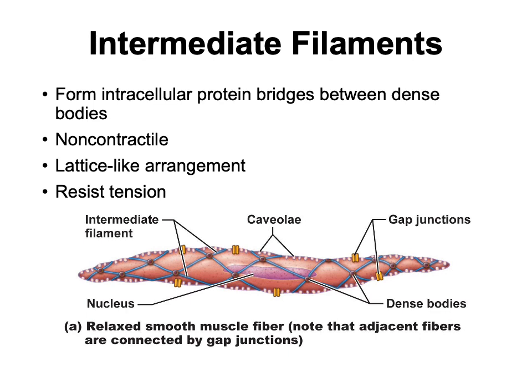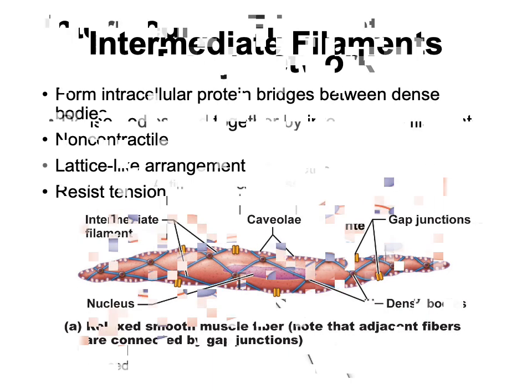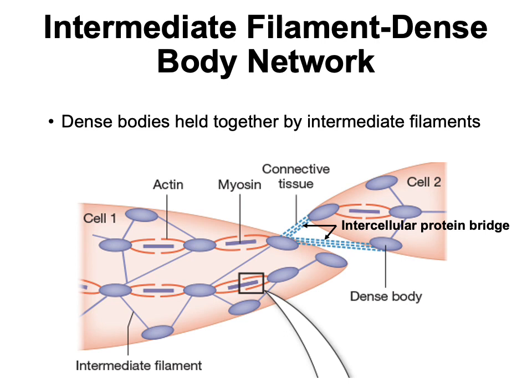These intermediate filaments between the dense bodies form an intracellular protein bridge between the dense bodies. They are not contractile and they are arranged like a lattice. You see the crisscross arrangements. And they resist tension when there is a contraction of the smooth muscle cell. The intermediate filament dense body network is a term to describe dense bodies being held together by these intermediate filaments.